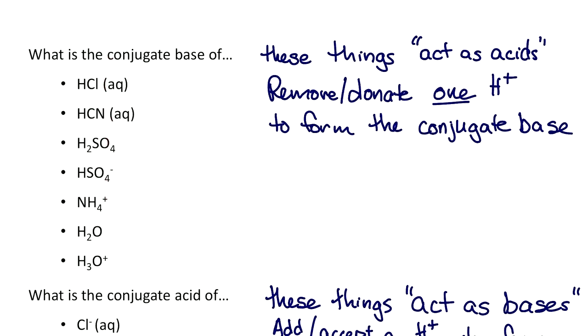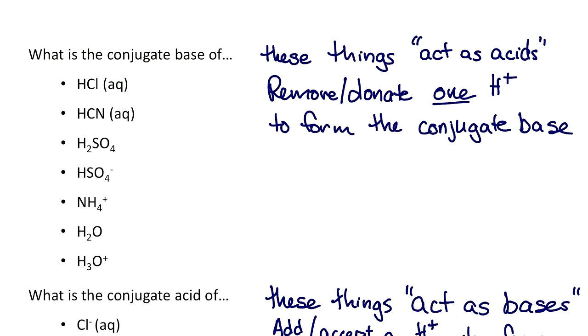So a conjugate base comes from an acid acting like an acid. All of these things can act as acids. Acids donate protons. So what are we going to do here? Are we going to add an electron to these formulas, or add a proton to these formulas, or remove a proton from these formulas? Remove, because these things need to act like acids. So we're going to remove one H plus or donate it to something else to form a conjugate base.